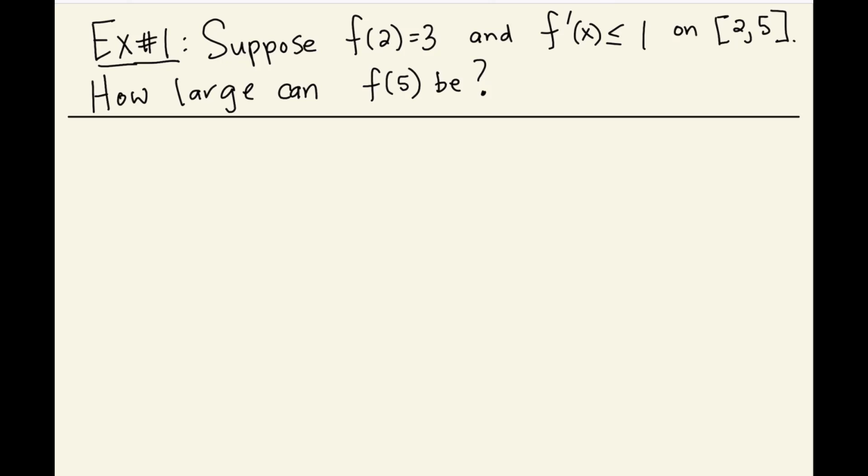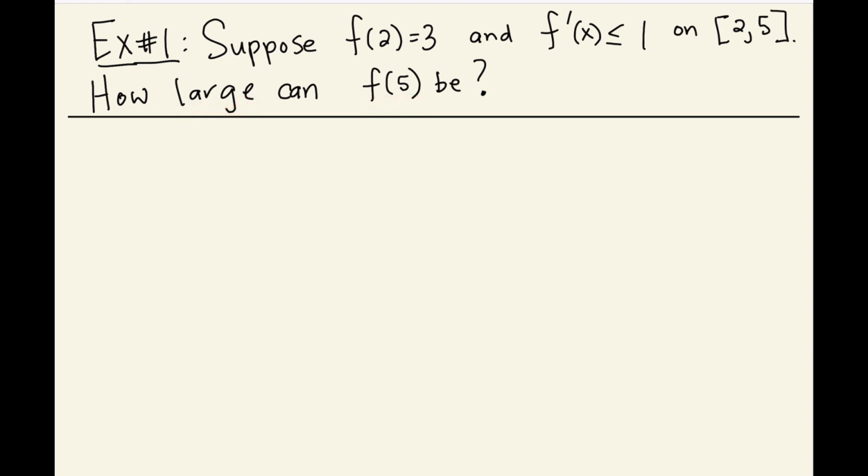We're going to do 3 examples that illustrate problems that you might see in which the mean value theorem is really useful. So in the first example here, we have: suppose that f of 2 is equal to negative 3 and f prime of x is less than or equal to 1 on the interval [2, 5], which is a closed interval. The question is how large can f of 5 be?